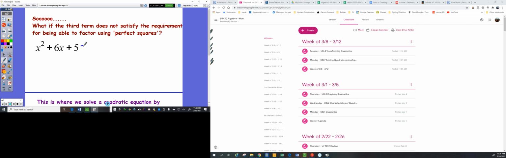So if I say that this is 0, the first thing I'm going to do is I'm going to move this 5 over.